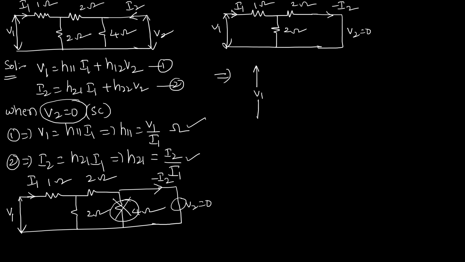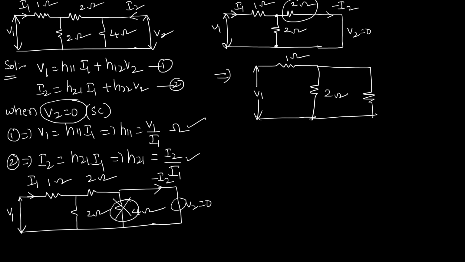So this is our V1. This is 1 ohm. This is 2 ohm. This 2 ohm is connected across the first 2 ohm, so we can redraw the network like this. This is 2 ohm. Here the current is minus I2, and here the current is I1.